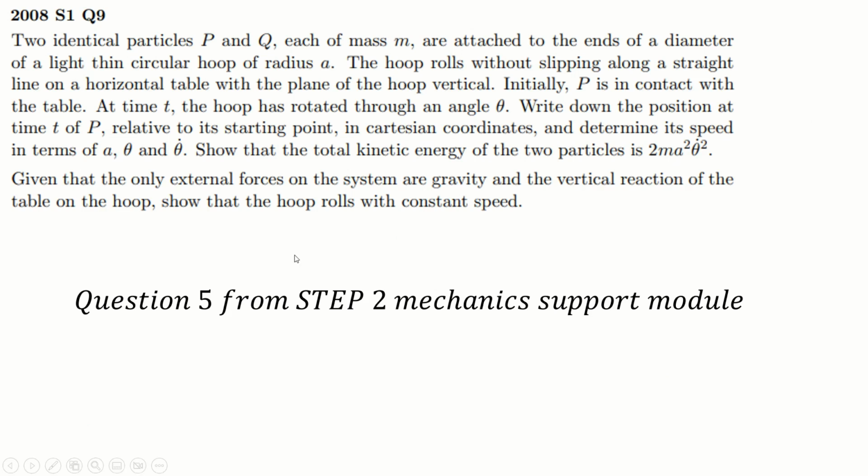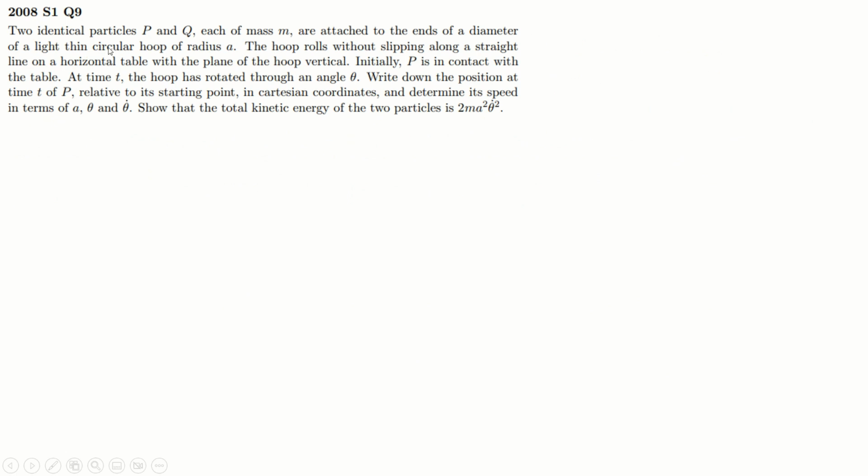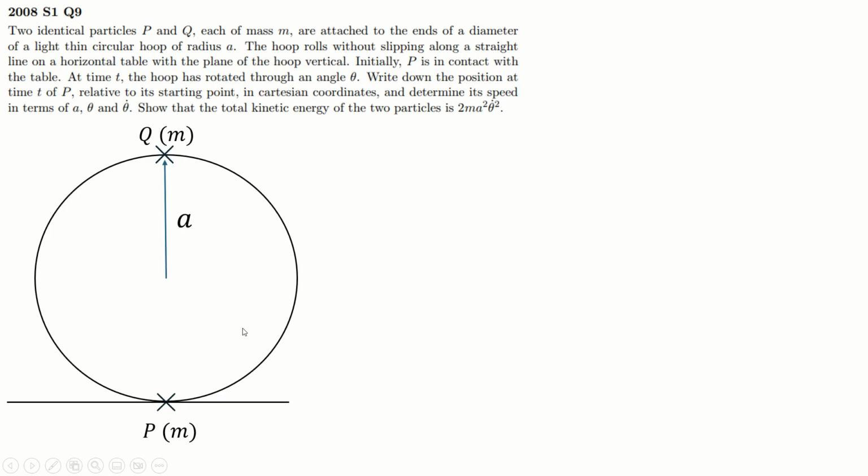A STEP 1 question then from 2008, it's question number 9. It's also question 5 from the STEP 2 mechanics support module. First thing to do in mechanics always is to draw the picture. So we've got two particles, P and Q, each mass M on the diameter of a large hoop like this. P is the one on the floor, it says. That's fine. And the radius of the hoop is A.